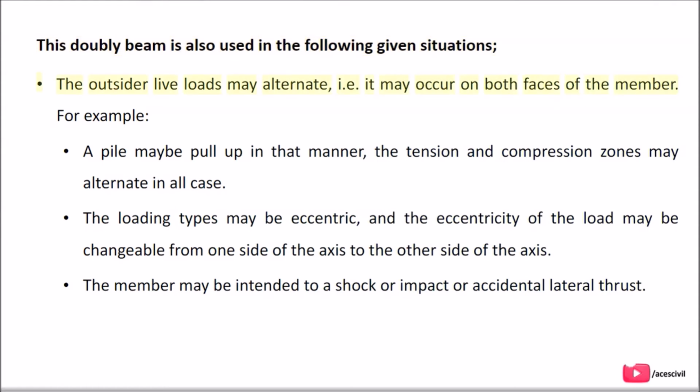The outside live loads may alternate, i.e. it may occur on both faces of the member. For example, a pile may be pulled up in that manner. The tension and compression zones may alternate in all cases. The loading types may be eccentric, and the eccentricity of the load may be changeable from one side of the axis to the other side of the axis. The member may be intended to resist shock or impact or accidental lateral thrust.